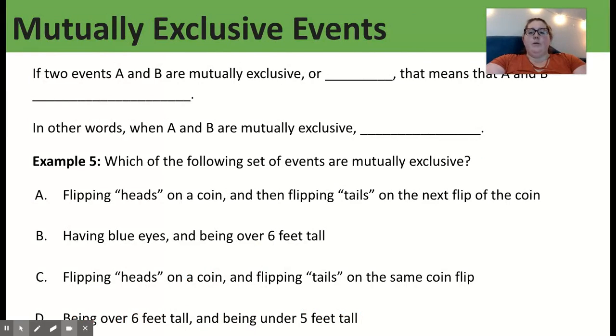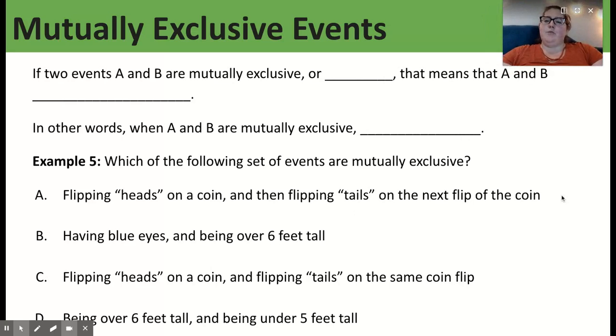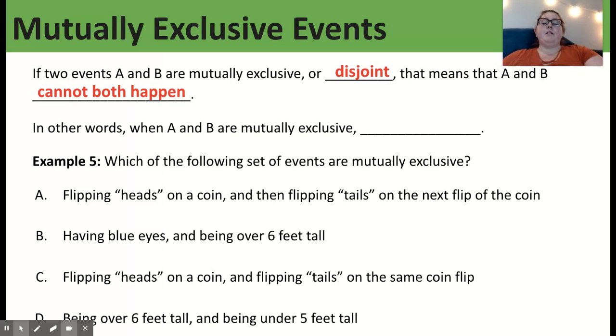So all of that we dealt with before was dealing with the and rule and dealing with independent versus dependent events. So now we're going to move on to a different vocabulary term that's important with probability, which is mutually exclusive. If 2 events, A and B, are mutually exclusive, another word you might see used for that is disjoint. That means that A and B cannot both happen.